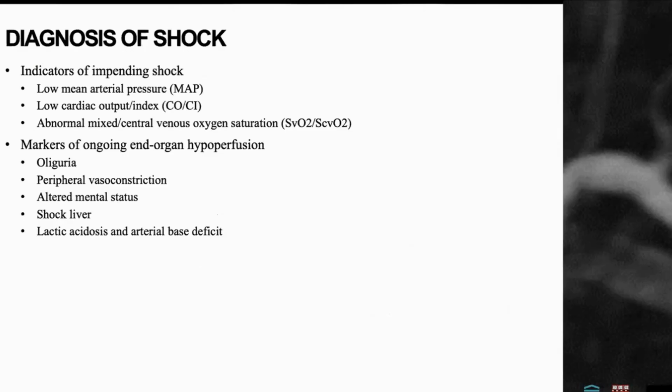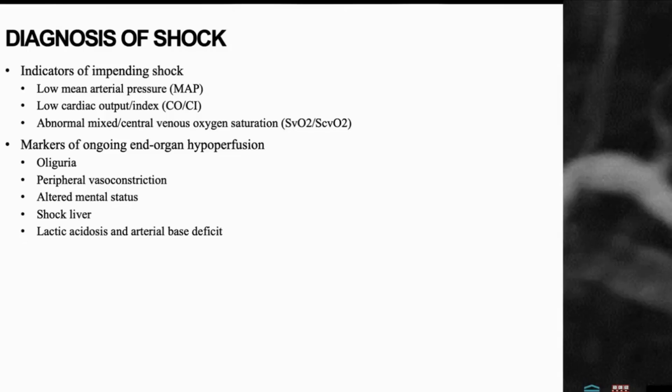So shock is one of those things you kind of just know when you see it, but there are certain ways to diagnose shock from an objective standpoint. I group them into two buckets. There are indicators of impending shock, things like low blood pressure, low cardiac output or index if you have an easy way of measuring that, and generally a low or abnormal central venous oxygen saturation, like a VBG that you draw from a central line, for example.